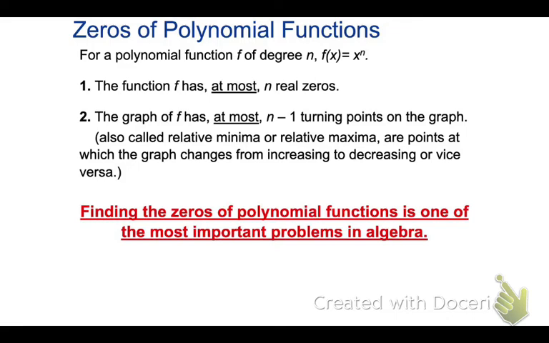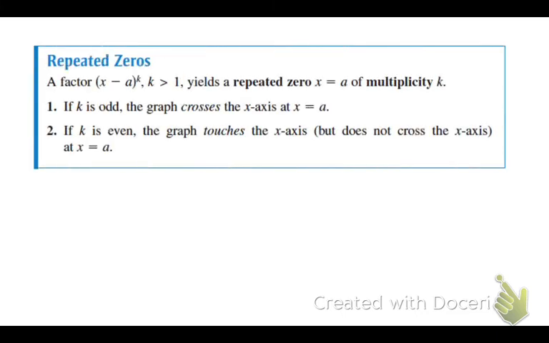So, how do I find an x-intercept, a solution, or a 0? I set it equal to what? 0. That's the same thing as saying change the y to 0, correct? Let me know when you guys are ready. Ready? Okay, repeated zeros.